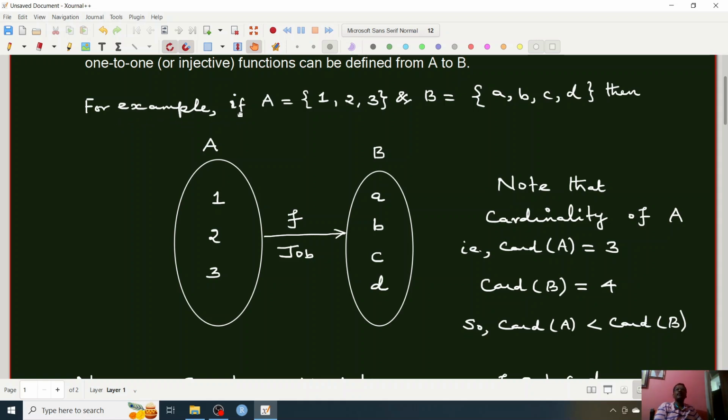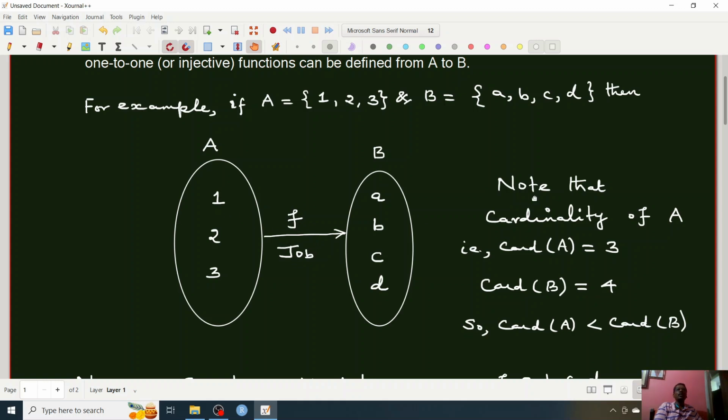For example, if A is equal to {1, 2, 3} having 3 elements and B is a set having 4 elements, then defining a function f from A to B can be thought of as a bigger job. You remember the fact that defining a function from A to B is a bigger job. We are considering that as a bigger job because we are going to apply the fundamental principle of counting.